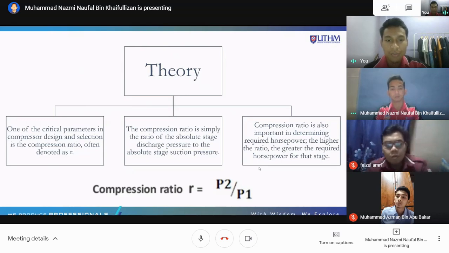Compression ratio is also important in determining required horsepower. The higher the ratio, the greater the required horsepower for that stage. As you can see in your figure right now, is the compression ratio formula, where P2 is the absolute discharge pressure and P1 is the absolute suction pressure.